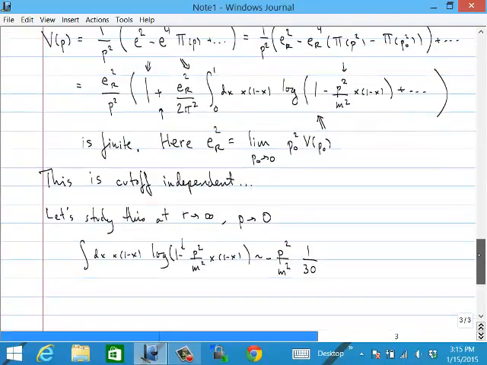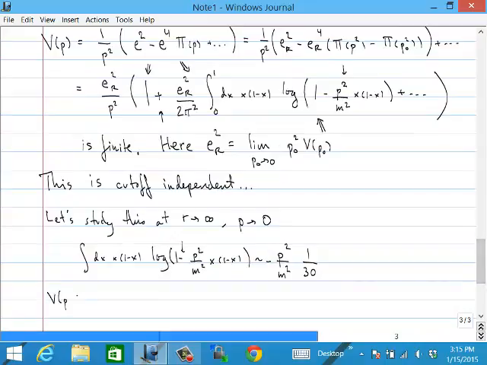So that means that at very low values of p, at very long distances, the potential, well, you have the e squared over p squared piece. That's just the usual Coulomb's law. And then you get a correction to it. The first correction is minus e to the fourth over 60 pi squared m squared. So you get a constant term plus higher order corrections in p.